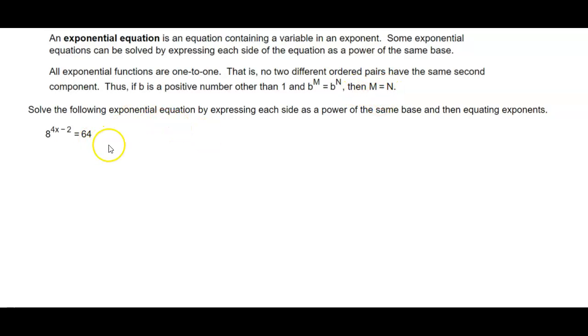So we're going to use this to solve the following equation. I'm going to go ahead and write this out. So we have 8 to the 4x minus 2, which is equal to 64. On the left side, we're going to leave it as it is. And we want to ask ourselves, can we rewrite 64 so that it has the same base as the left side of the equation, meaning, does it have the same base as an 8? And the answer is yes, because 64 is the same thing as 8 to the second power.